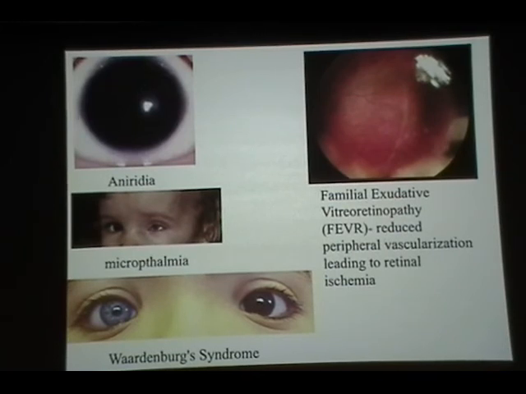of things. Aniridia, what's going on here? No iris. This individual has no iris. Is this lethal?